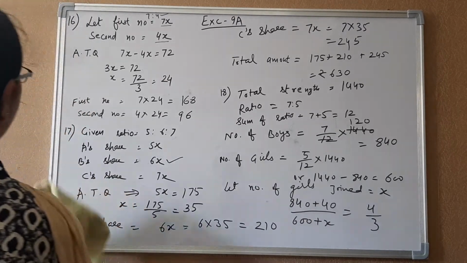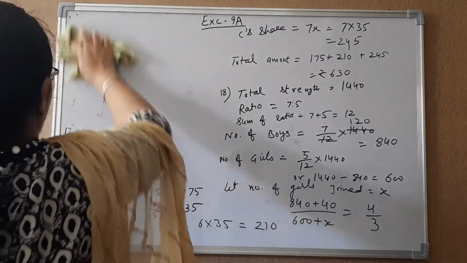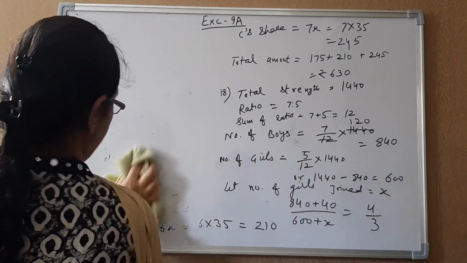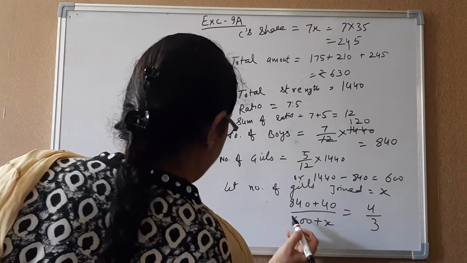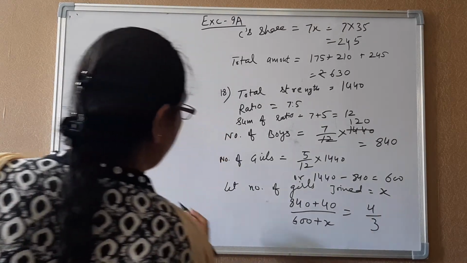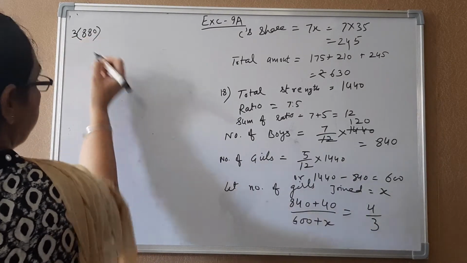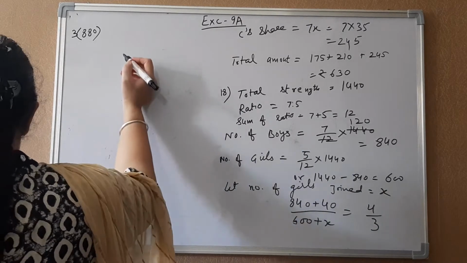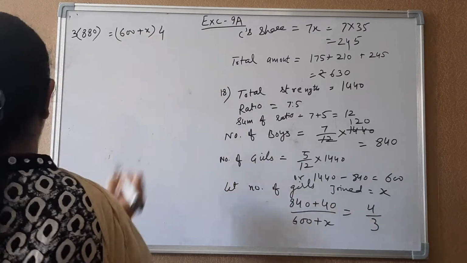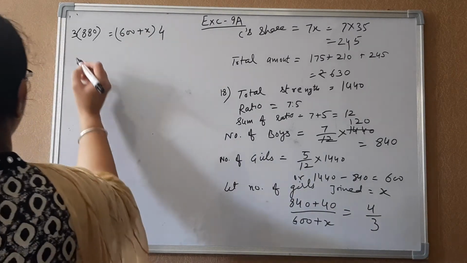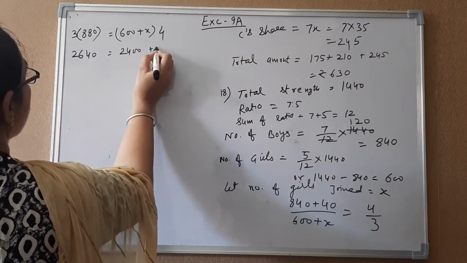It's a linear equation. I'm just going to rub this off to find out the value of X. We'll find the value by cross multiplication. I'll rewrite. By cross multiplication, 3 into 880, which is 840 plus 40, is equal to 600 plus X multiplied by 4. Now 880 into 3 is 2640 and this is 2400 plus 4X.